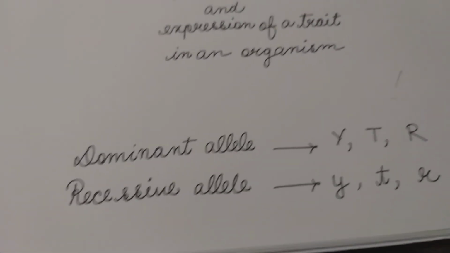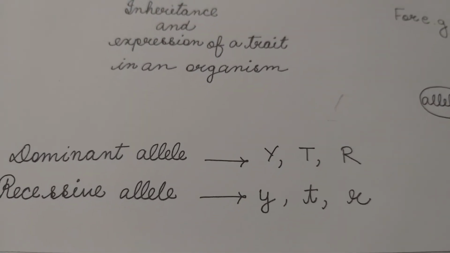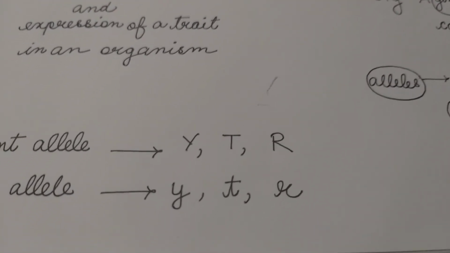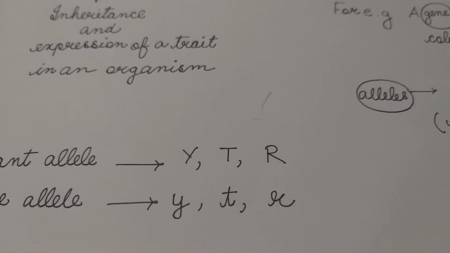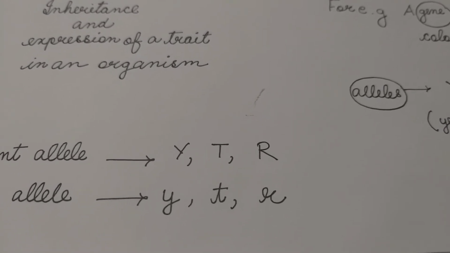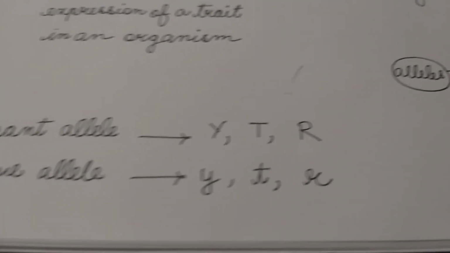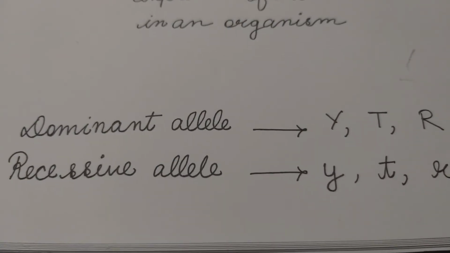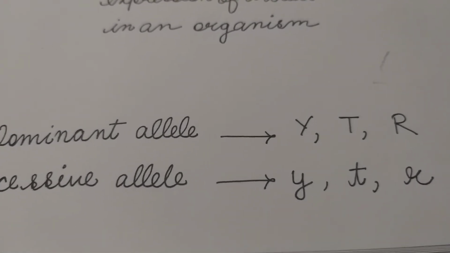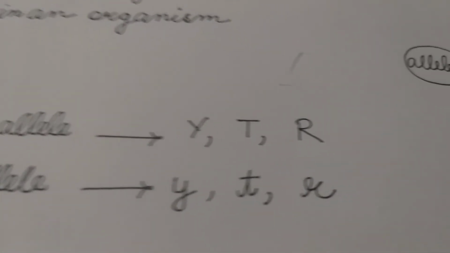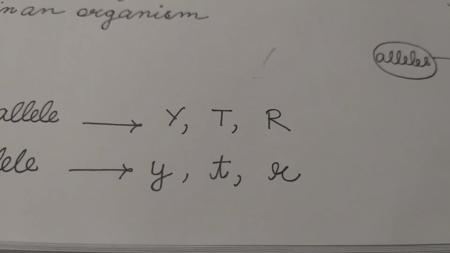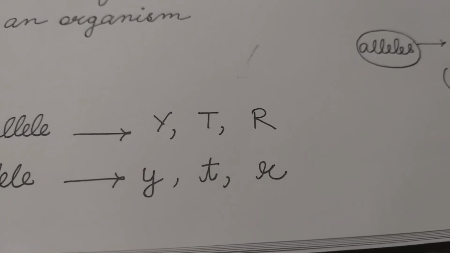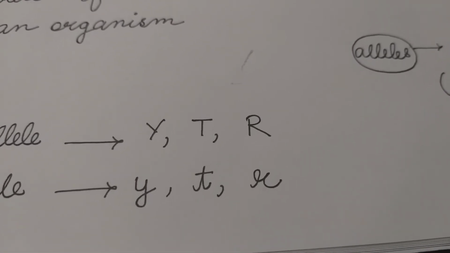The allele which is expressed in the F1 generation is called the dominant allele. It is designated by capital letters: capital Y for yellow color, capital T for tallness of the stem, capital R for round seed. The allele which is hidden, which is not expressed in the F1 generation but is expressed in the F2 generation, is called the recessive allele. A recessive allele is represented by small letters: small y, small t, small r.